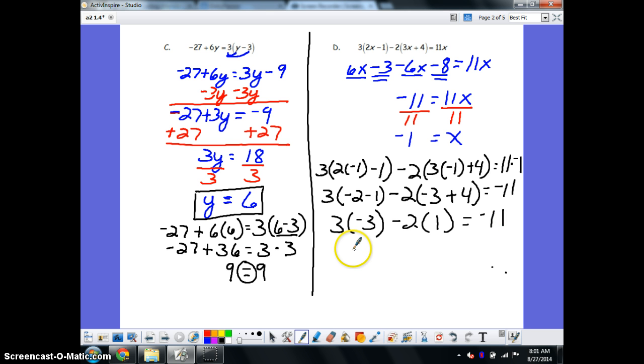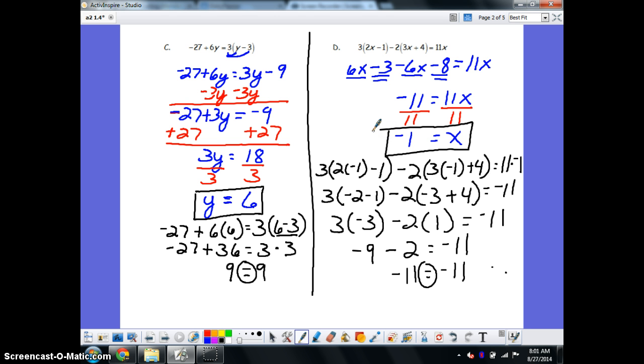Now we do the multiplication. We have -9 minus 2 times 1, minus 2. And -9 minus 2 is in fact -11. Since they are equal, -1 is in fact our solution.